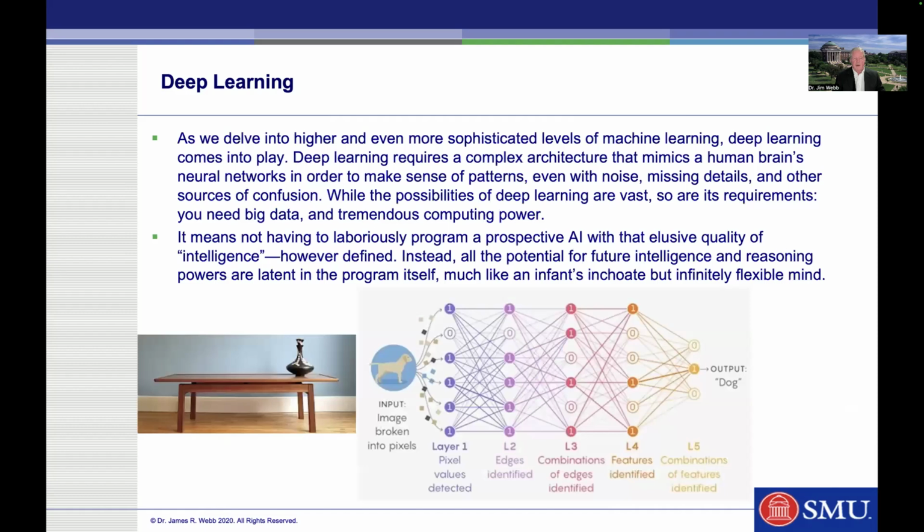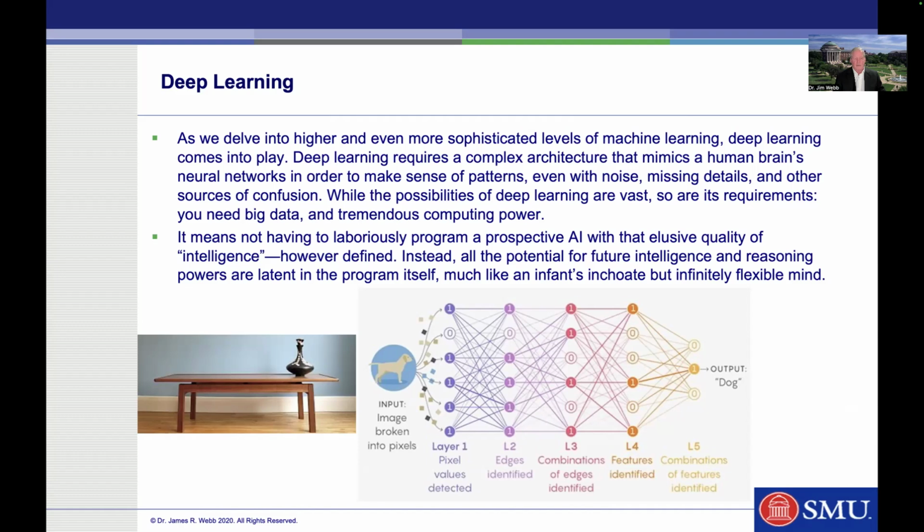So as we dive into higher and more sophisticated levels, we have a much more complex architecture that mimics a human brain. In order to sense patterns, even with noise and missing details and sources of confusion, you have to be able to do this. And what it takes is a lot more intelligence built into the system.